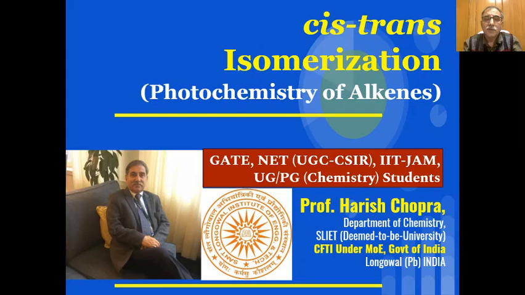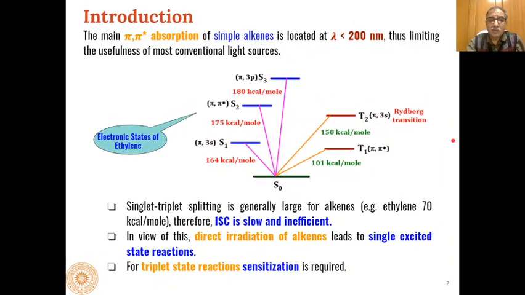Dear students, continuing with the photochemistry of organic compounds, in this lecture we will discuss cis-trans isomerization, which generally takes place in the case of alkenes. So if we take the case of simple alkenes, they absorb through pi to pi star transitions, and lambda max is generally less than 200 nanometers.